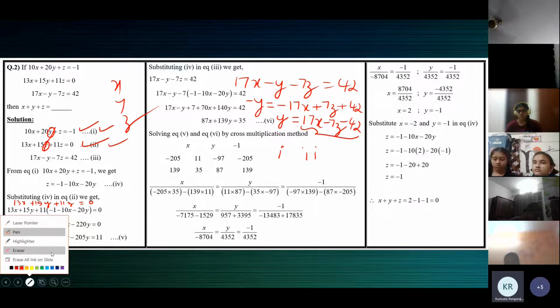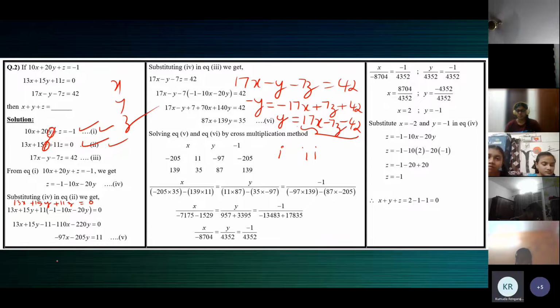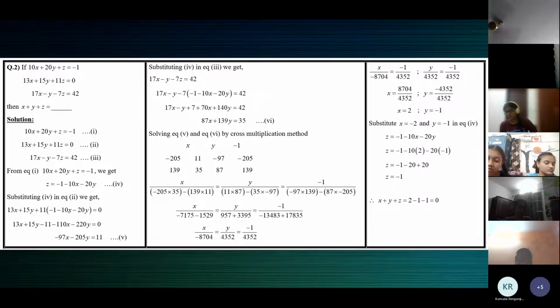Good question, Meera. Did you understand? Yes, ma'am. When you have minus y, change the signs throughout. Change the signs in all the terms in the LHS and RHS. Okay, ma'am. Thank you, ma'am.